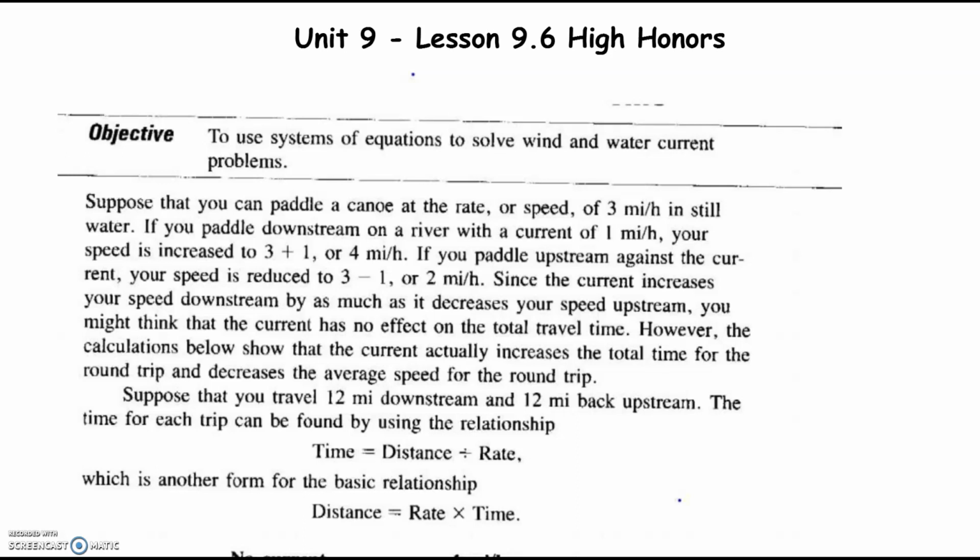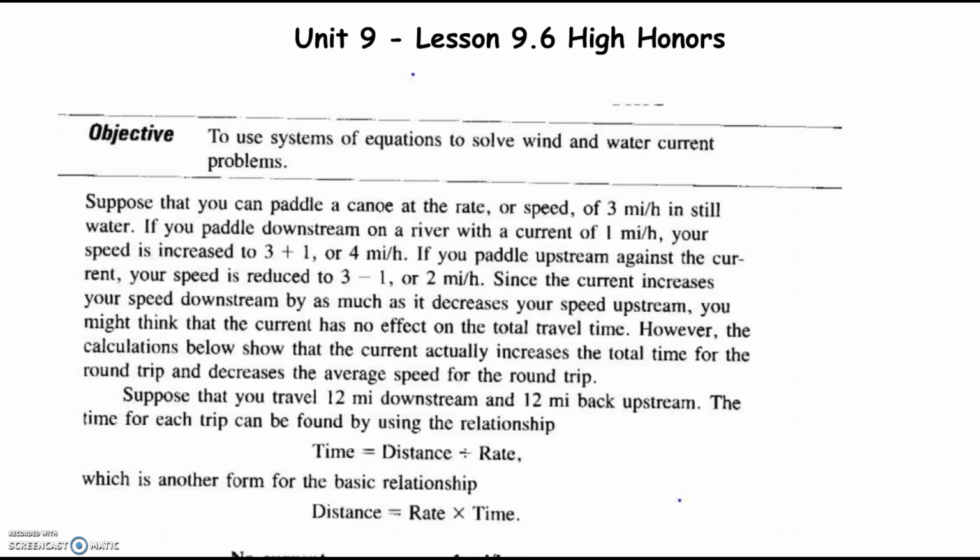It says, suppose that you can paddle a canoe at the rate or speed of 3 miles per hour in still water. That means without a current. If you paddle downstream on a river with a current of 1 mile per hour, your speed is increased to 3 plus 1 or 4 miles per hour. So you're going to be able to go a further distance in the same amount of time. If you paddle upstream against the current, your speed is going to be reduced to 3 minus 1 or 2 miles per hour. So you're going to be able to go a shorter distance going against that current.